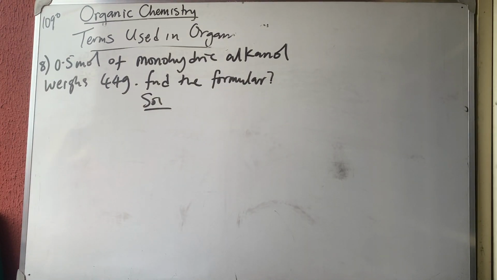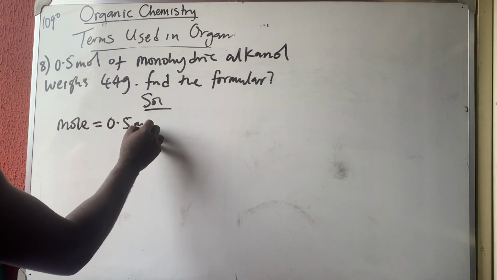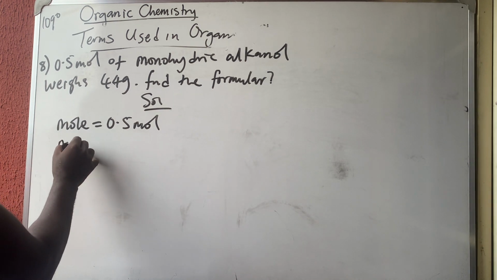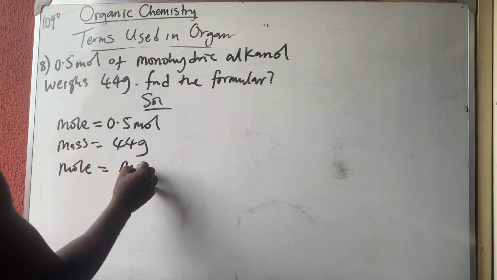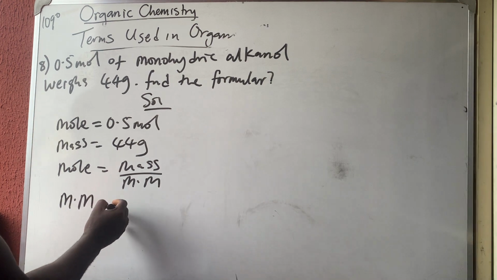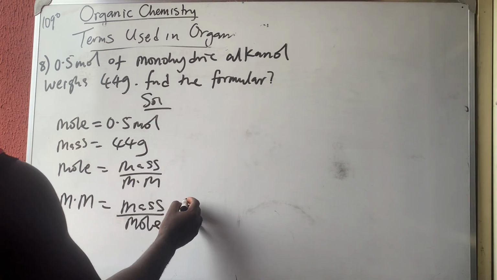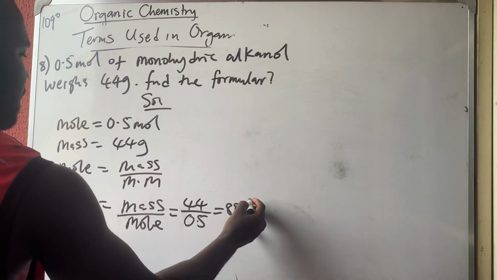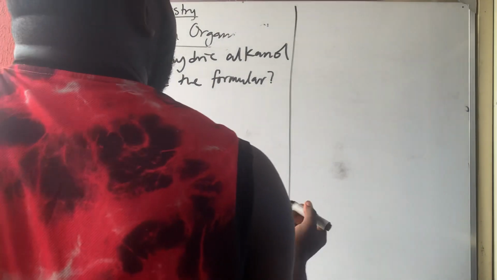They gave us the number of moles. We have that the mole is equal to 0.5 moles. We need the molar mass. We know that the mass is equal to 44 gram, and we know that mole is equal to mass over molar mass. Don't forget. So the molar mass will just be the mass divided by the mole, which is 44 divided by 0.5, which will give you 88 gram per mole. We have gotten the molar mass. So once you have the molar mass, then get the general formula.